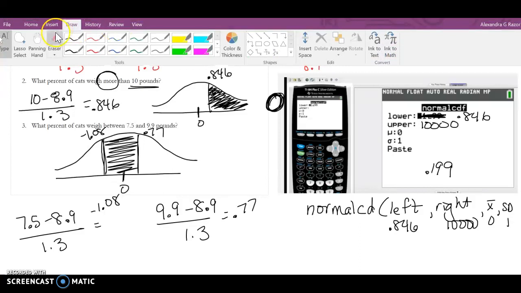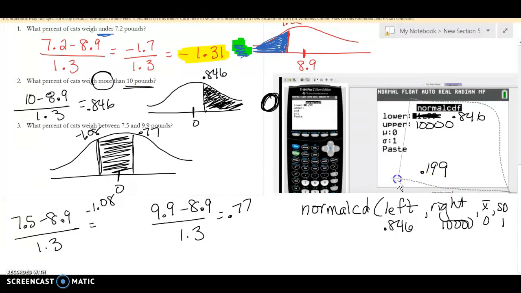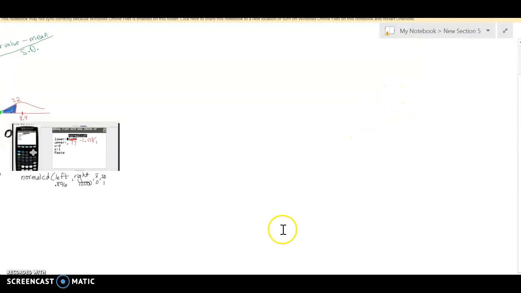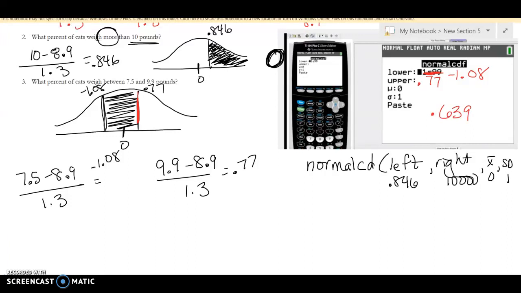Now I'm going to erase these things over here because I want to find what percent is in between. Again, my lower for this one is my left, which is negative 1.08. My upper is this right here, which is 0.77, and my mean and my standard deviation stay the same. So second distribution, and it's 63.9% of cats that weigh between 7.5 and 9.9 pounds. This one was negative 1.08 because that's the left side, and then 0.77 because of the right side.